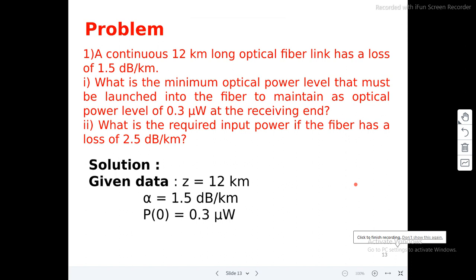All of you, today in class we will solve different problems on attenuation. Now we solve the different problems on attenuation. All of you note down the first problem.